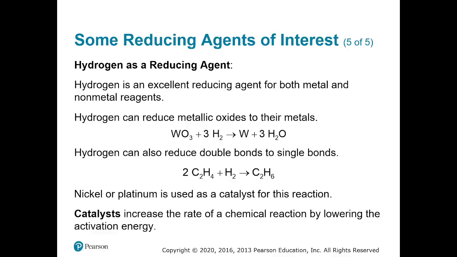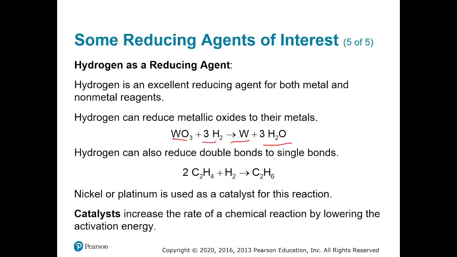Hydrogen as a reducing agent, of course. We have hydrogen, which is an excellent agent for reducing both metal and non-metal reagents. This is why one of the hallmarks of being reduced is actually gaining hydrogens. So hydrogen can reduce metallic oxides to their metals, and we see an example here. You have a metallic oxide, we put it in with hydrogen gas, this gives us that metal right there, and H2O, which is water.